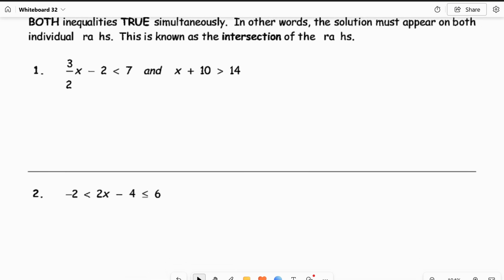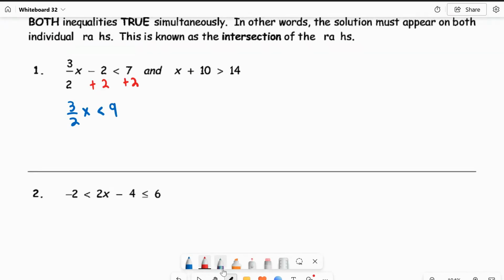So going about solving these, starting with number one, you will see that we have two inequalities with "and" in between. Essentially, we'll want to solve both inequalities separately and then graph them both on the same line. Starting with my left inequality, I'm going to start by adding 2 to both sides to isolate my variable. This will leave me with 3/2 x is less than 9. Now to undo my fraction, I'm going to multiply by the reciprocal.